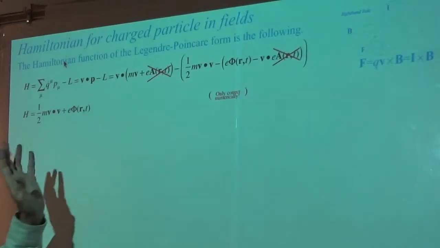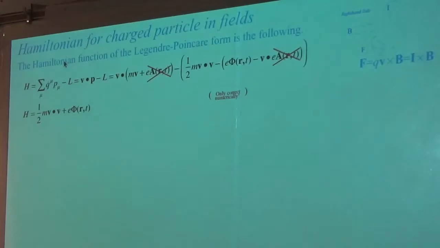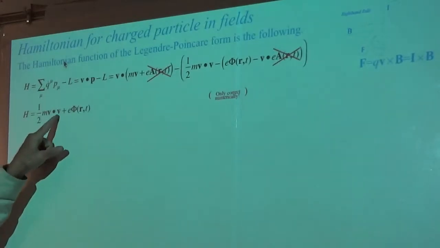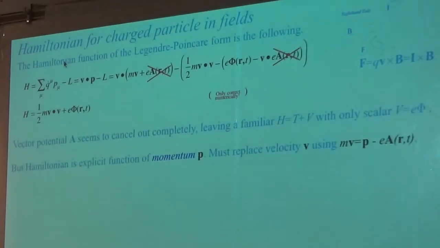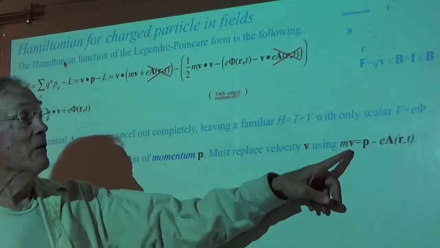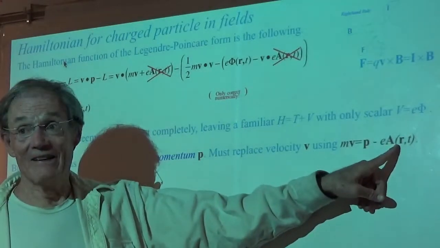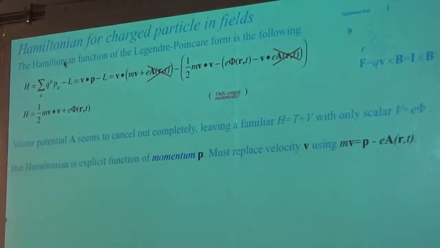As we've pointed out many times now, the Hamiltonian has to be an explicit function of momentum, so we've got to put it back. We've got to take this v dot v here and put it back. And the velocity, as you remember, must be replaced using p minus a. Okay, that one makes sense, in order to get a function of p.